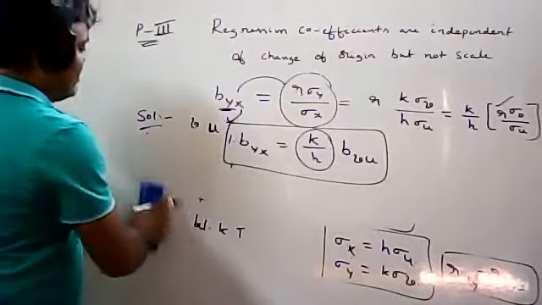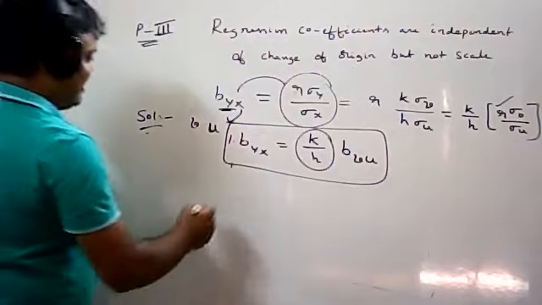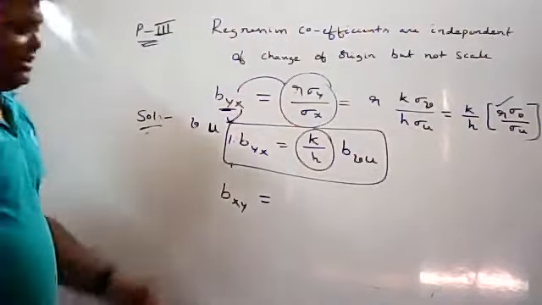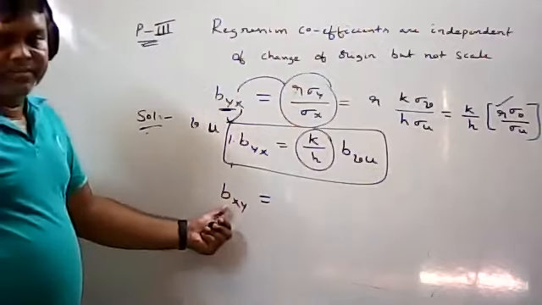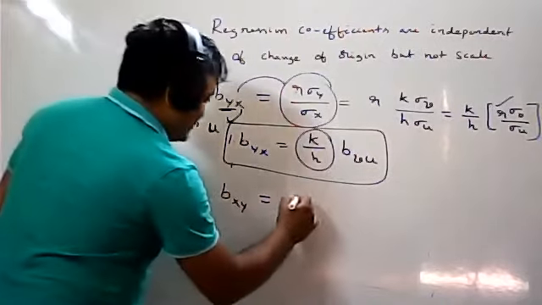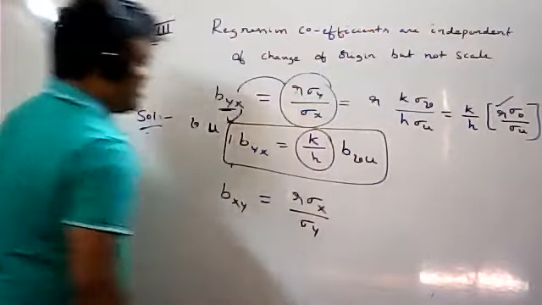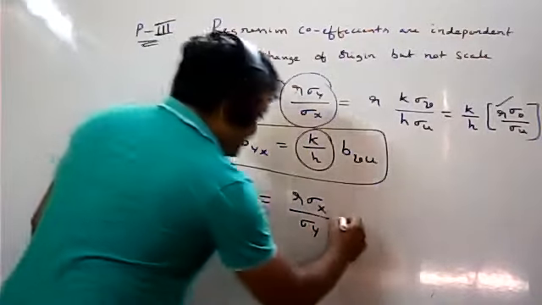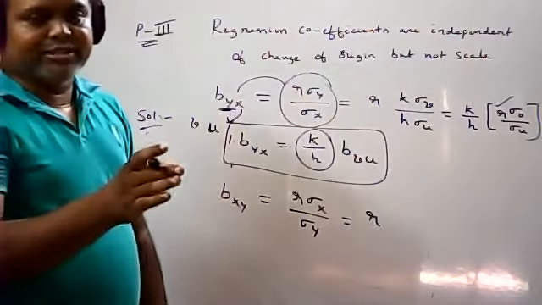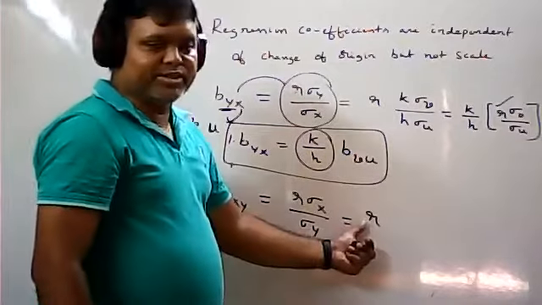Next line. We know that the regression coefficient of x on y is denoted by bxy, and is given by bxy equal to r sigma x by sigma y. I have already told r is not changed, because rxy equal to ruv. The property is there: correlation coefficient is independent of change of origin and scale. That is the reason r won't change.